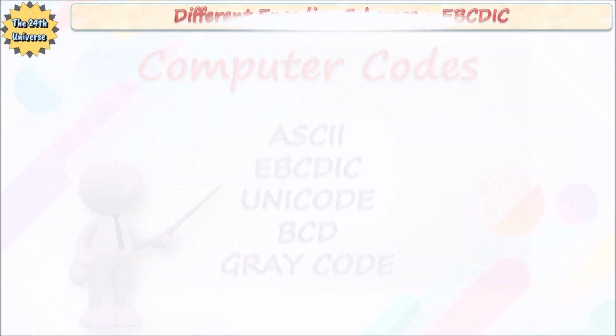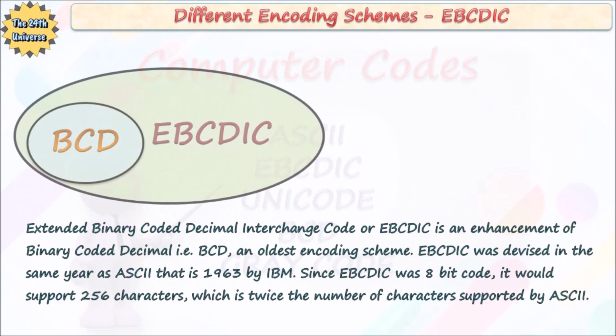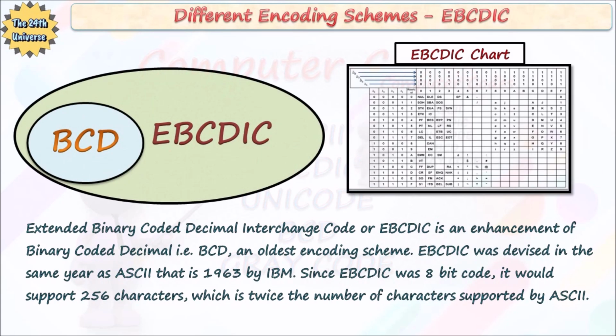Extended Binary Coded Decimal Interchange Code, or EBCDIC, is an enhancement of Binary Coded Decimal, that is BCD, an older encoding scheme. EBCDIC was devised in the same year as ASCII, that is 1963, by IBM. Since EBCDIC was an 8-bit code, it would support 256 characters, which is twice the number of characters supported by ASCII. This means that EBCDIC could represent more characters than ASCII.